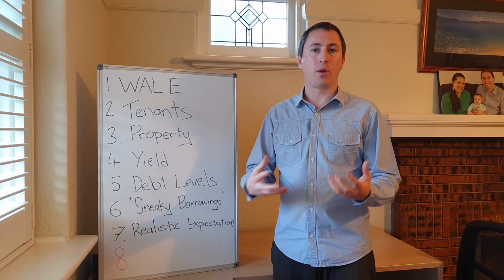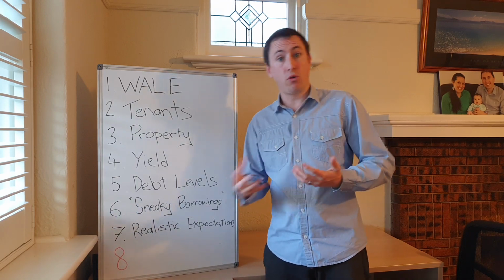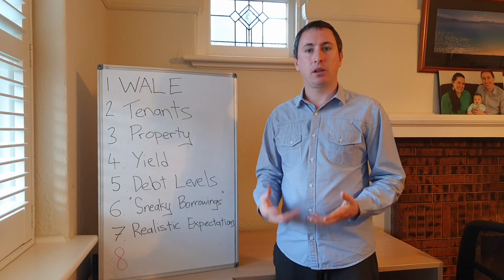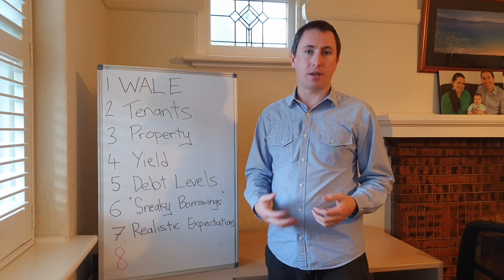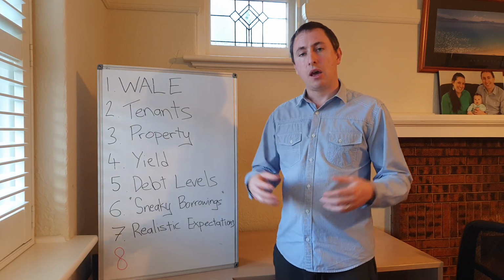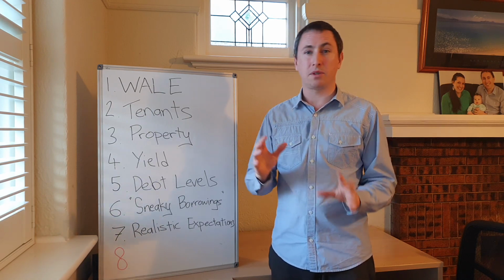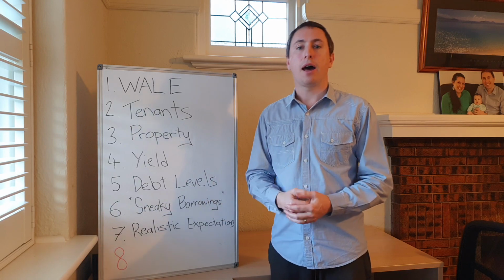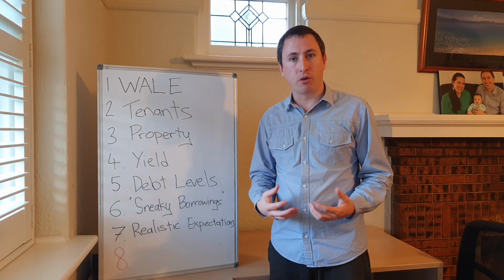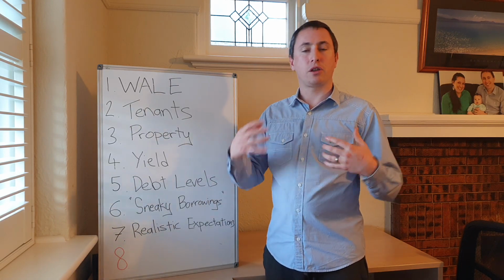Now he doesn't go into any detail about what is low and what is high, but typically most listed real estate investment trusts, which is what he's talking about, are between 20 to 40%. So 40% is actually seen to be quite high. Now at Active Property Group, we actually go a little bit higher.